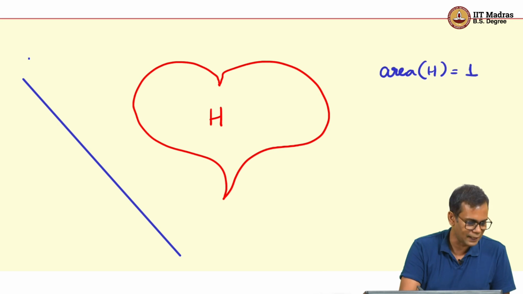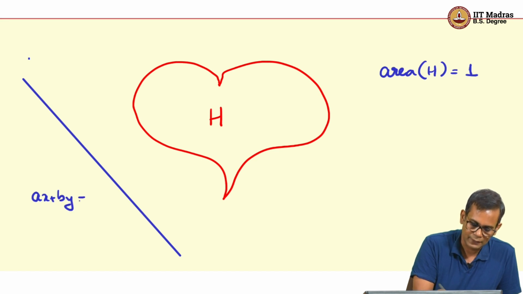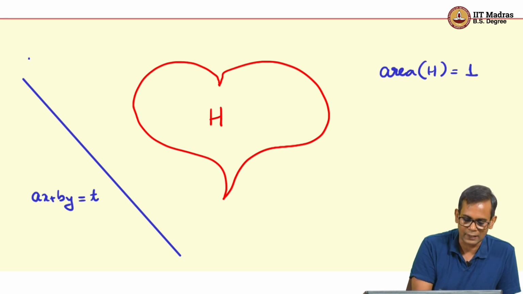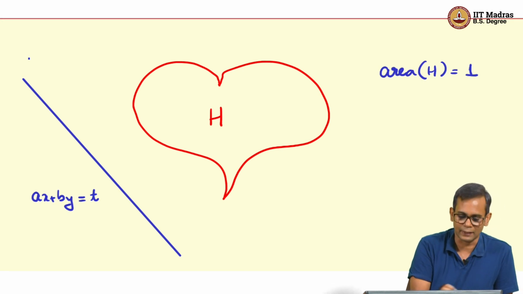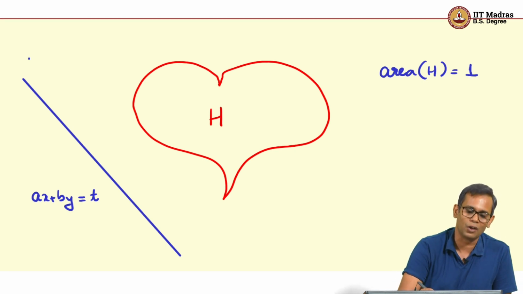So, let us say this line is given by the equation Ax + By = t, where t is some parameter that I will vary. As I vary t, this line Ax + By = t moves parallel to itself, because its slope is a over b. This line will move with the same slope, and it will move across this heart shaped region. So, let us set up a function here.